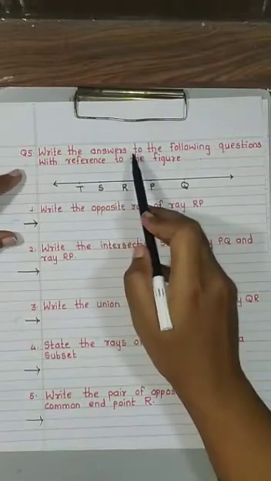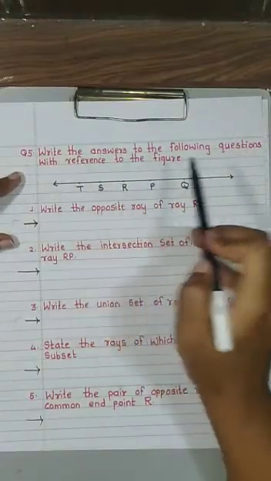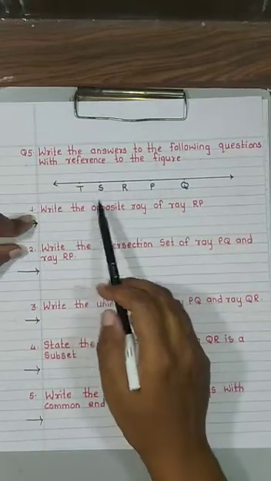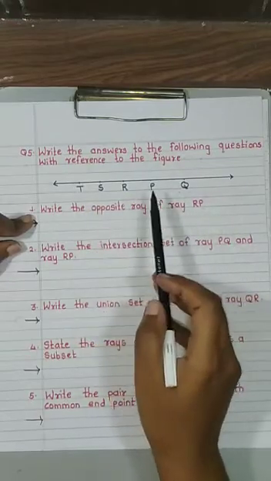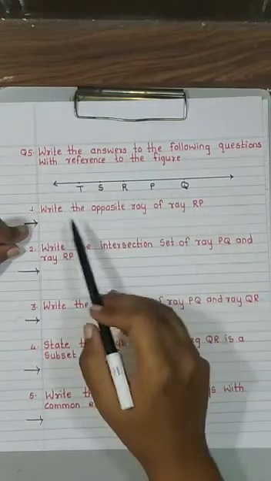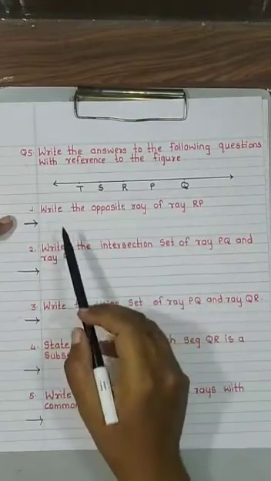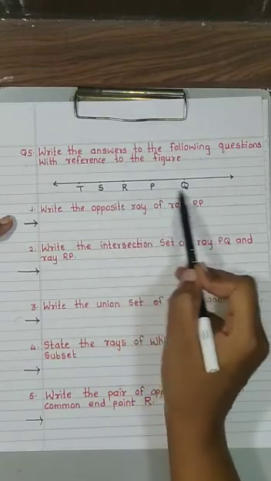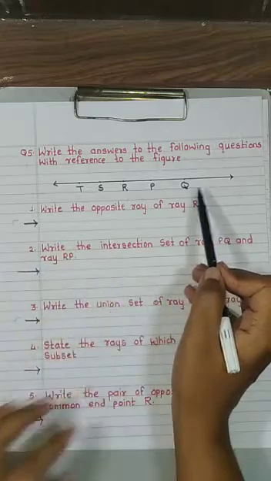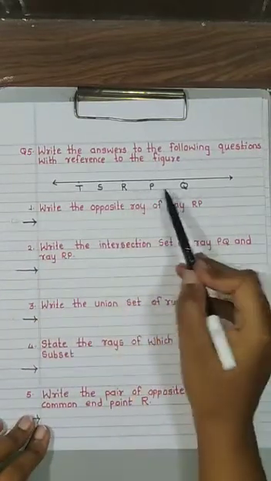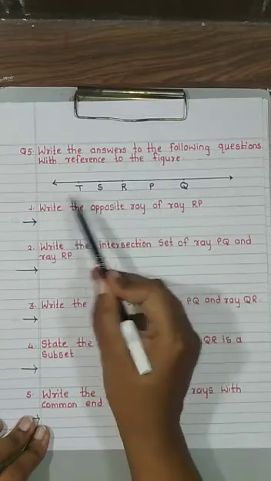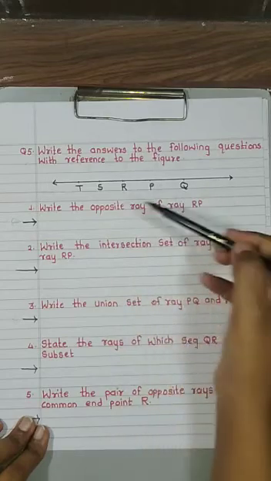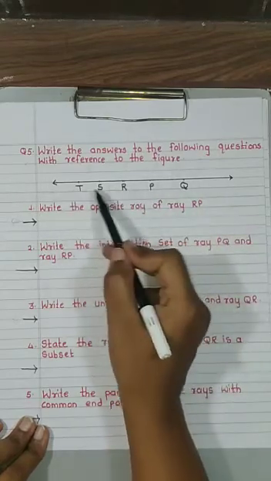Now write the answers to the following questions with reference to the figure. This line is given to you and you can see some points on this line, that is P, Q, R, S, T. They have asked you to write the opposite rays of RP. You can see RP is going in this direction. You have to tell the rays going in the opposite direction, so the rays in this direction are RS and RT.